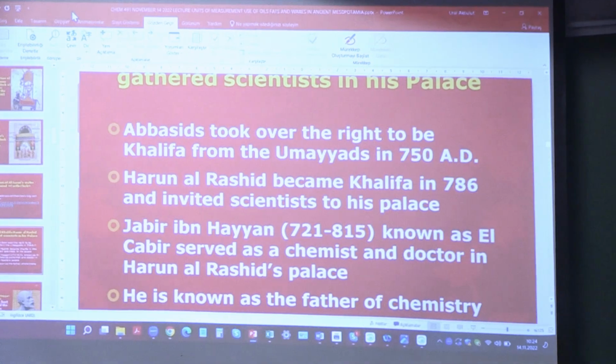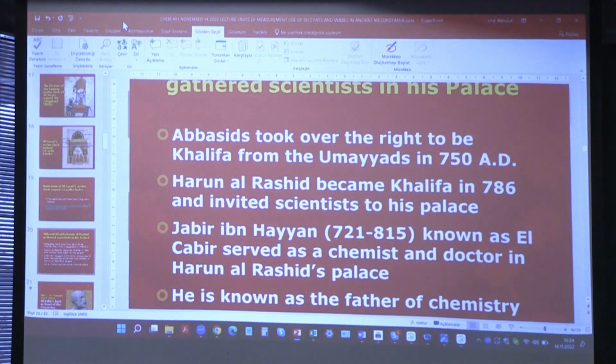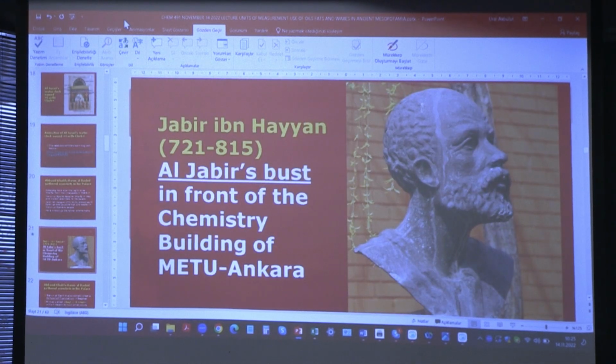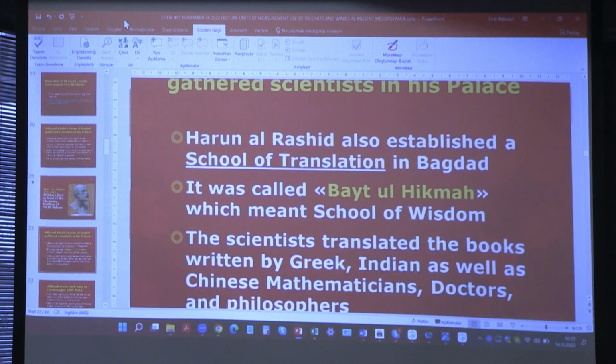Now, you know Abbasid and Umayyad, Emeviler, Abbasiler. They took over the right to be Khalifa in 750 AD, and Harun al-Rashid, one of the most famous Abbasid Khalifa, became Khalifa in 786, and he gathered all the sciences around his palace. And Jabir ibn Hayyam, as we mentioned before, was in his palace. We know that he is known to be the father of chemistry. We have the bust in front of the chemistry department.